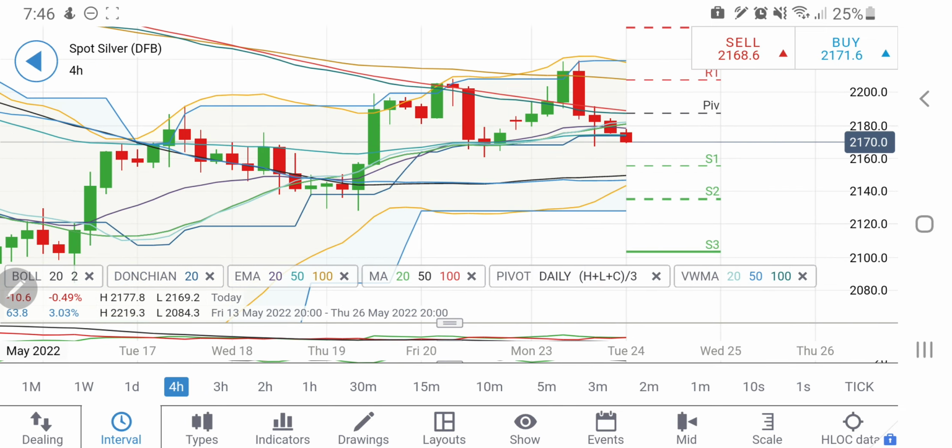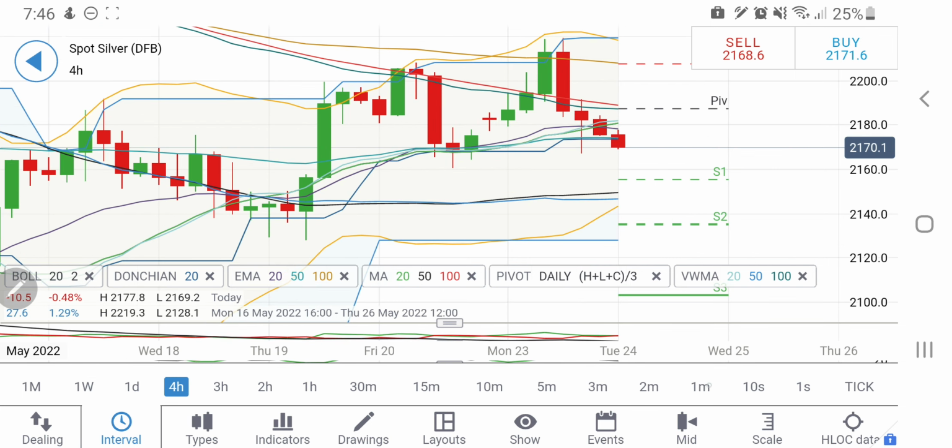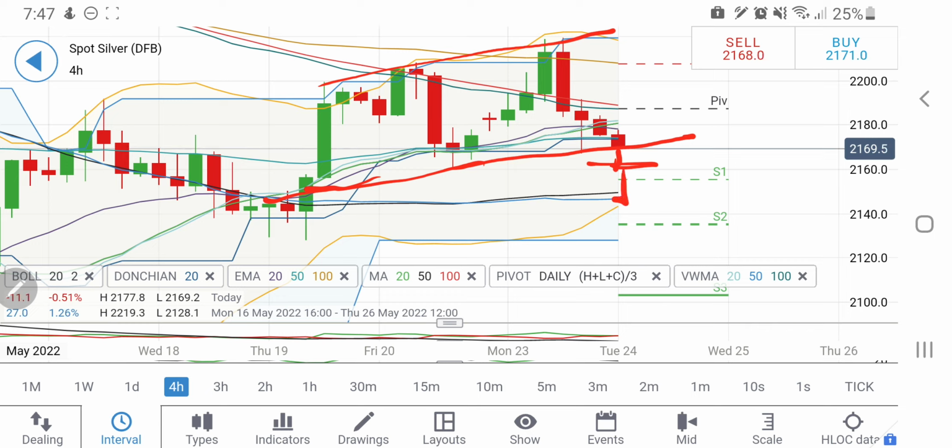Coming back to 4-hour charts. On the 4-hour charts, it is still trying to confine within this channel, as we saw on the hourly and 2-hour, 3-hour, 4-hour charts. Once it breaks out below this, I'll be watchful of 2160. If it breaks below 2160, one can expect 2150, 2140 levels, below which there could be a sharper drop.